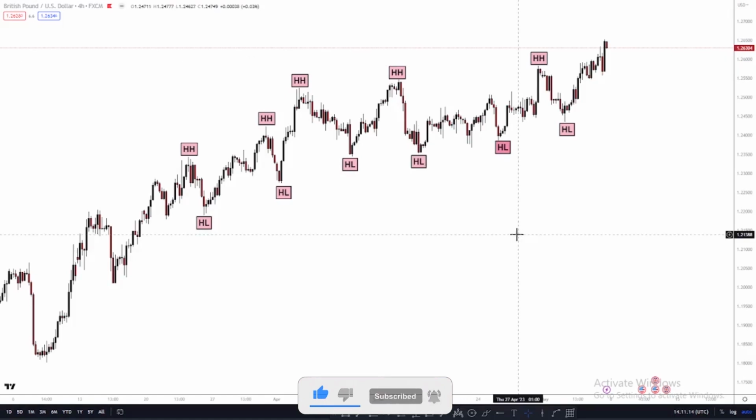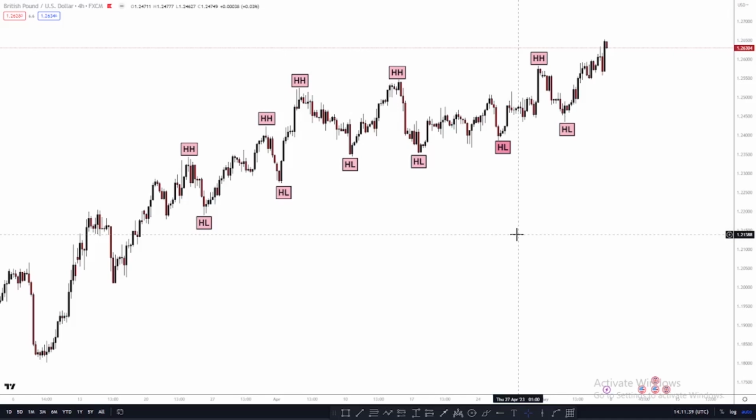So taking a look at GBP/USD, or Great Britain Pound United States Dollar, we're on the 4H time frame. Looking at the chart, what trend is the market in? We're in an uptrend. How do we know we're in an uptrend? Because the market is making a series of higher highs and higher lows.